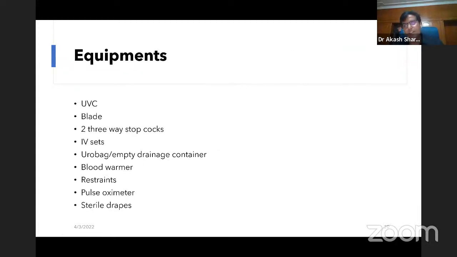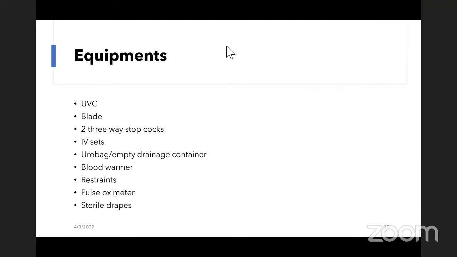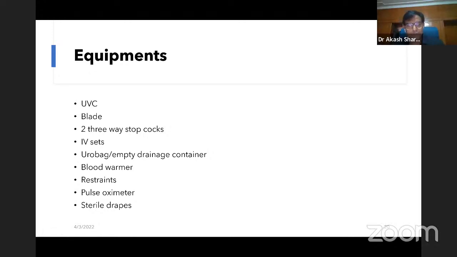So equipment, again, you need all the aseptic precautions: sterile drapes, 3-way stopcocks, blood warmer preferably, restraints, pulse oximeter, and IV sets. You can use individual equipment itself, like 3-ways, or there is an exchange set also. I'll be showing you the image of that. Vygon provides an exchange transfusion set also, so you can use that if it is readily available with you. I'll be discussing only some salient points, since UVC insertion has already been explained.